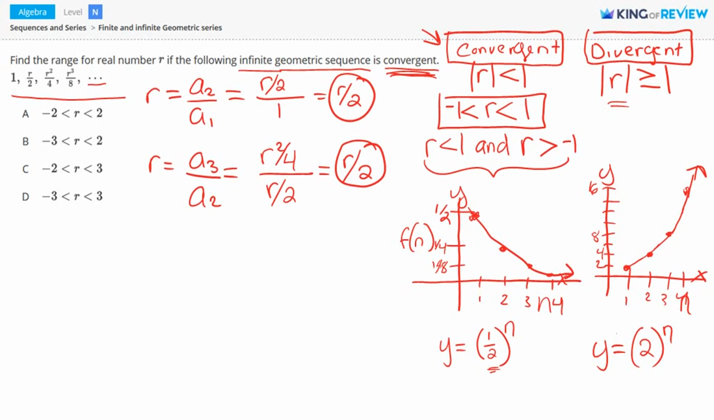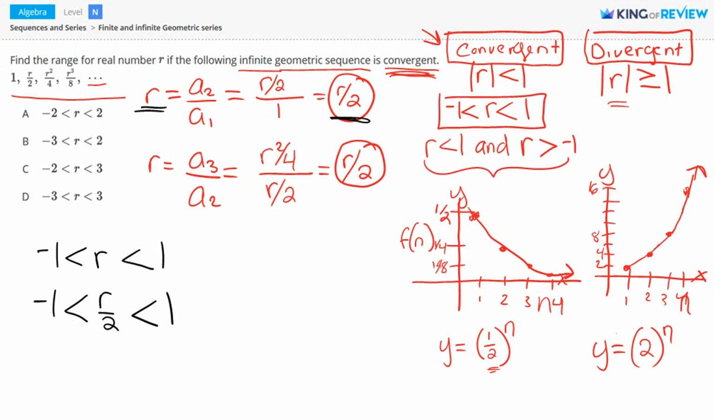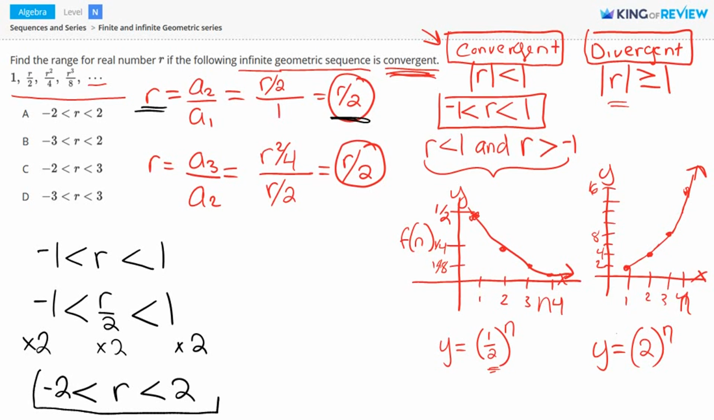So now let's enter in the information that we know. We know that r must be in between -1 and 1. And our r value we calculated, so we have -1 is less than r over 2, which is less than 1. Now we're solving for r. We want r by itself in the middle here. So we're going to multiply by 2 on all sides. And this gives us -2 is less than r, and r is less than 2. And this is our final answer here.